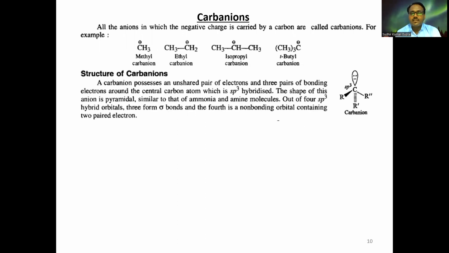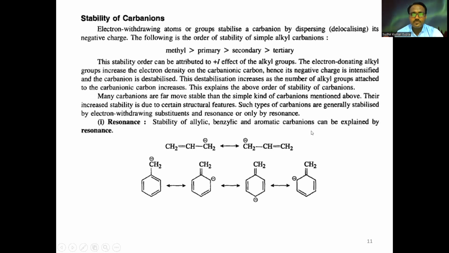Now, when this fourth bond is broken, the shared pair of electrons is retained by the sp3 hybrid orbital. So the geometry is retained because of the retention of the hybridization. We are having four sp3 hybrid orbitals. Three will be forming sigma bonds, and the fourth one will be the non-bonding orbital with a pair of electrons.